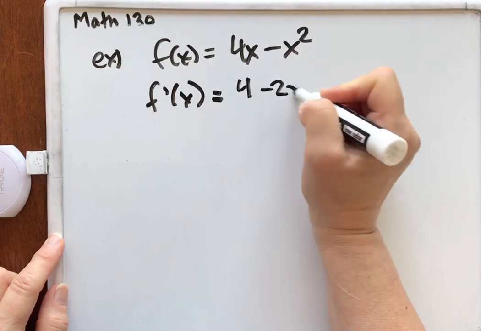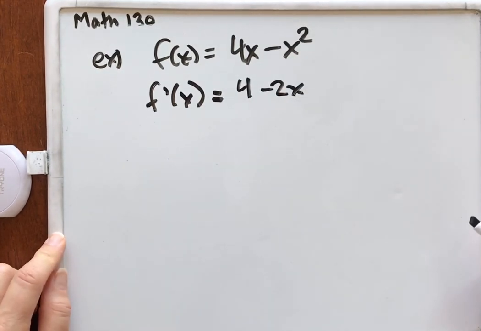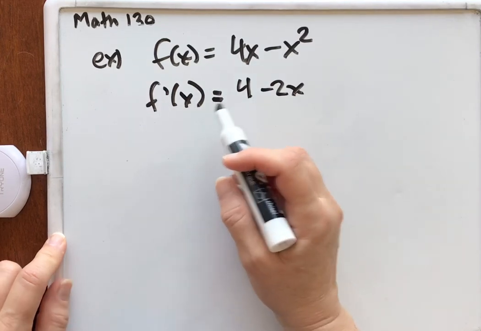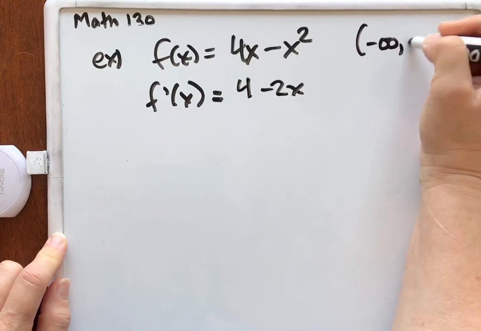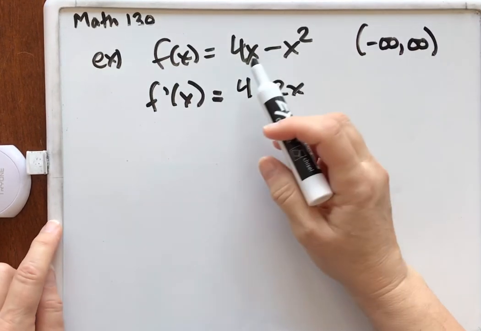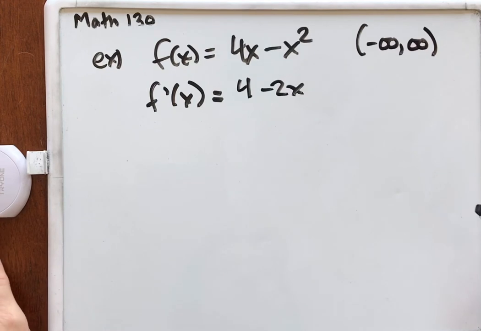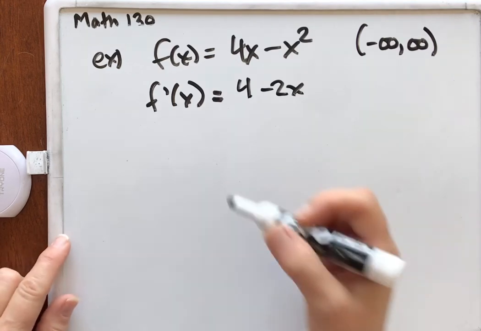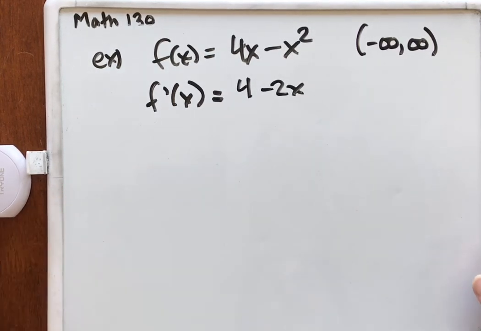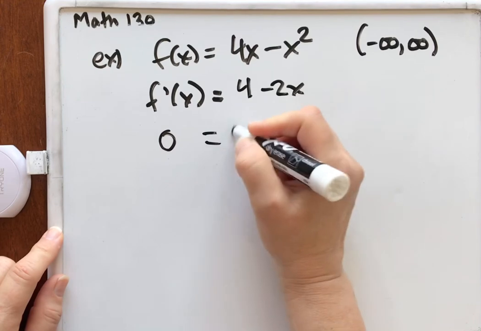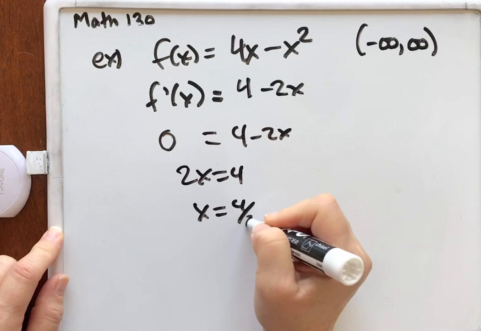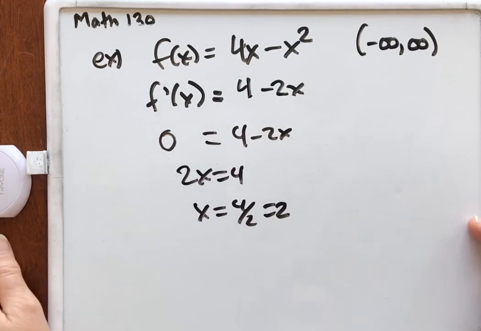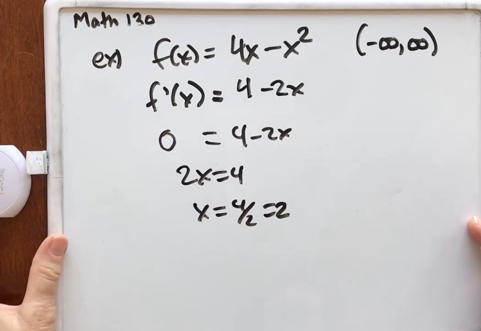So the derivative is 4 minus 2x. Now this happens to be true if we're looking at this function. We know from negative infinity to infinity, this is going to be just fine, right? We're not going to have any discontinuity anywhere. Okay, so we took the derivative. Now what do we do? We set it to 0, that's right. We solve. All right, x equals 2.